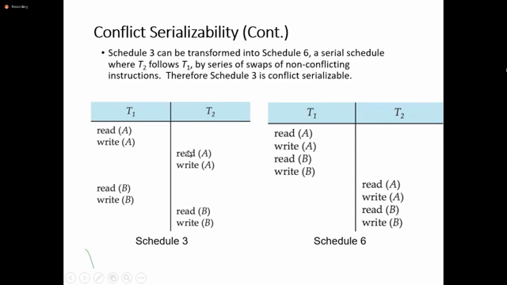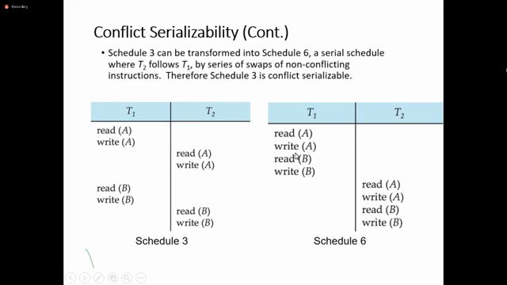Now you can see one example, T1 and T2. Here T1 has read A, write A, and T2 has read A, write A, then read B, write B. There are two items there, not just one item. T1 has two items, and T2 also has two items. So we can interchange their schedule.